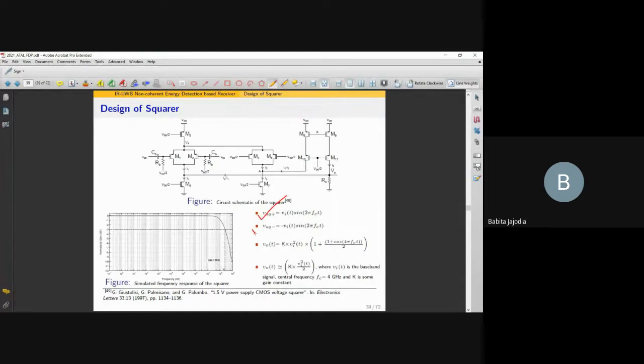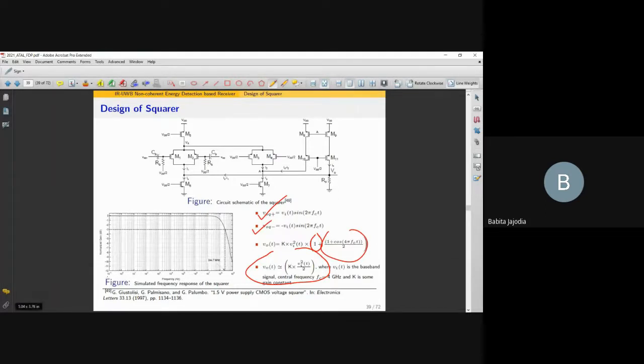So these are the values of the differential square plus and square minus. You can see it's up-converted. Based on this calculation, the output should be equal to K times VI squared. You can see this is the DC part and this is the AC part, and this will take the task of the filtering as well. At the end, you will get only the baseband signal. So this is a simulated response of the squarer.